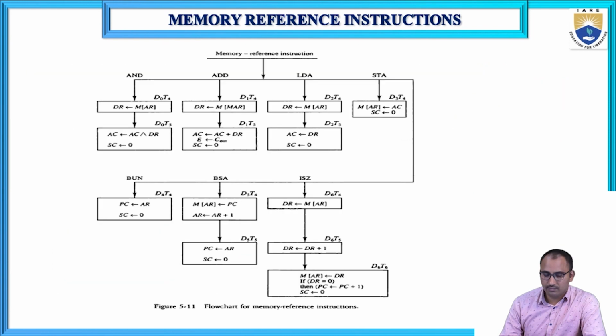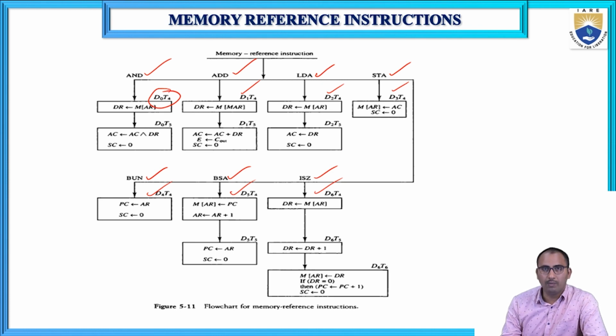These are the flowcharts for the memory reference instructions. Till now we have seen the AND instruction, ADD instruction, load accumulator, store accumulator, branch unconditionally, branch and save return address, and increment and skip if 0. These happen during T4 with D0, D1, D2, D3, D4, D5, D6. So in total we have performed 7 memory reference instructions.